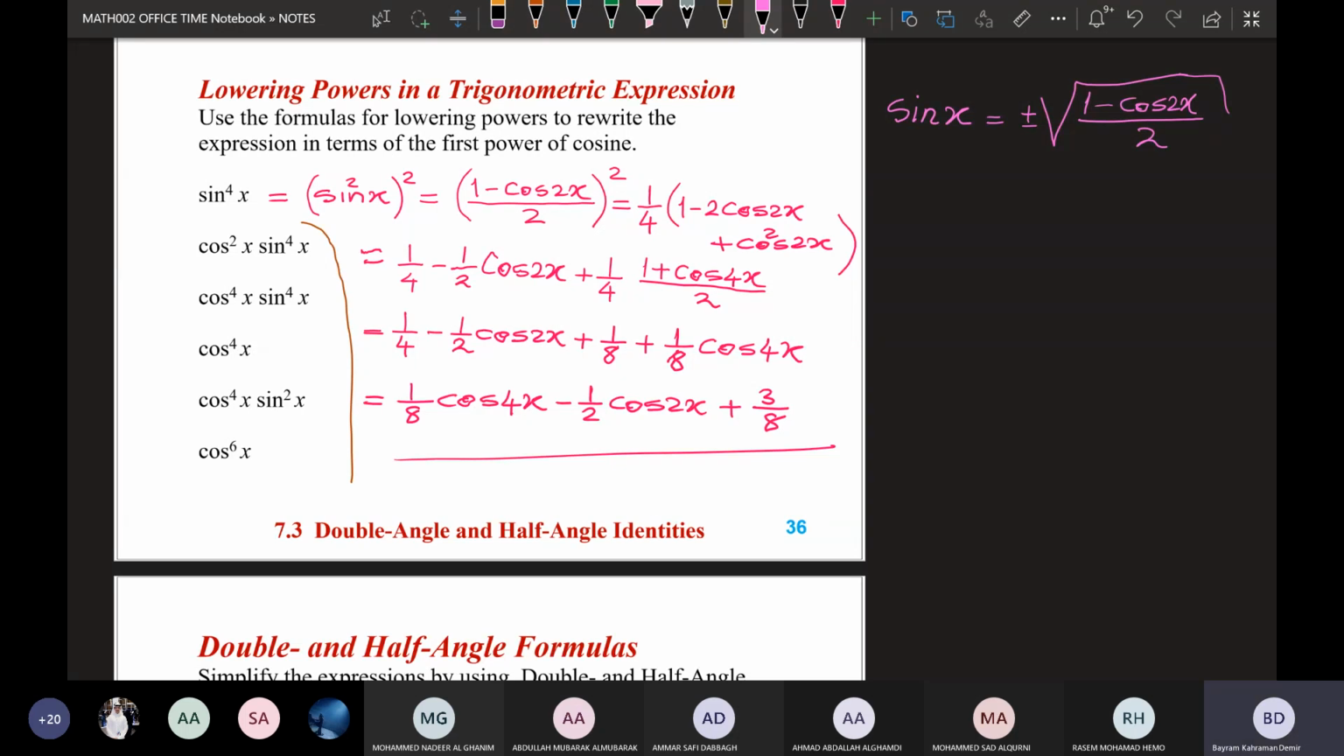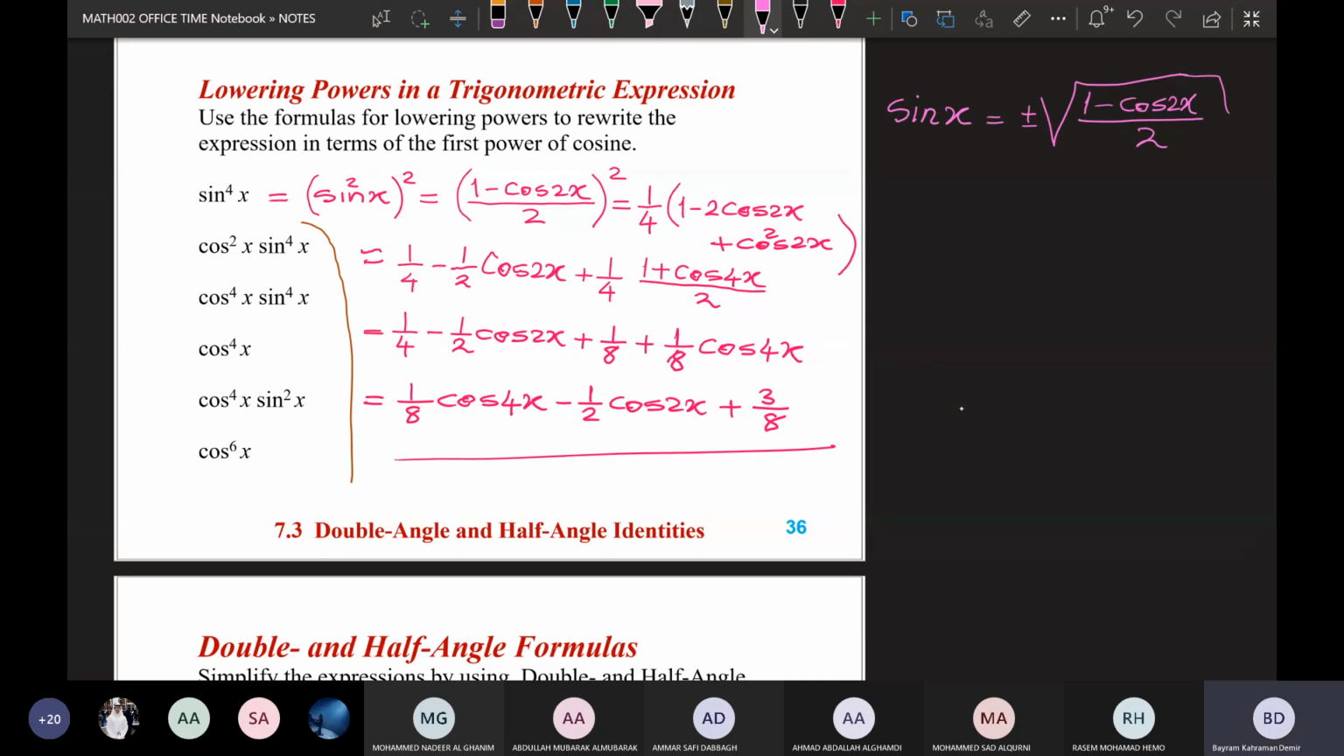This is the half angle formula for sine x. Inside is cosine of 2x, as you see. Outside is sine of x, that is, half of the angle. You understand? If inside is cosine x, outside is sine of x over 2, right? So outside is the half of the inside. That's why we call it the half angle identity.